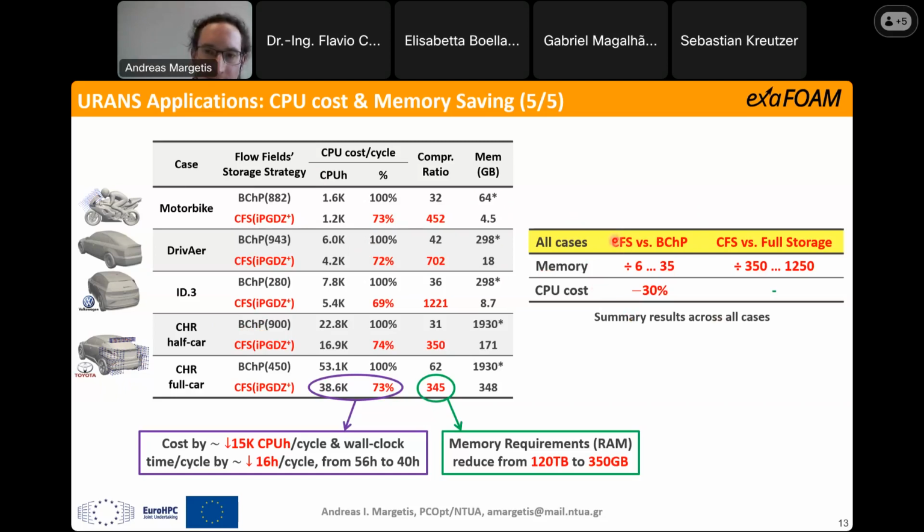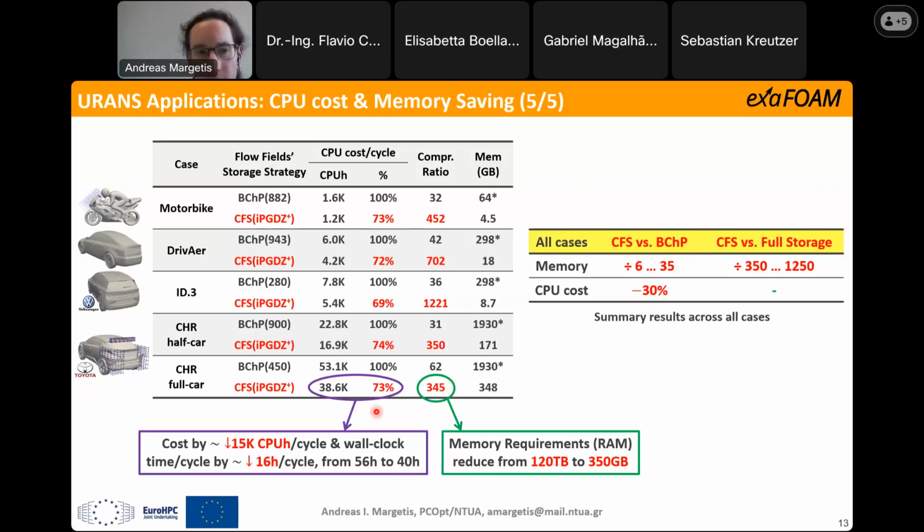By using CFS, we managed to reduce the memory requirements compared to binomial checkpointing by 6 to 35 times, or compared to full storage without compression by 350 to 1200 times, so 2 to 3 orders of magnitude. At the same time, the computational cost was reduced by 30% compared to the reference run, compared to the binomial checkpointing, thanks to eliminating flow recomputations.